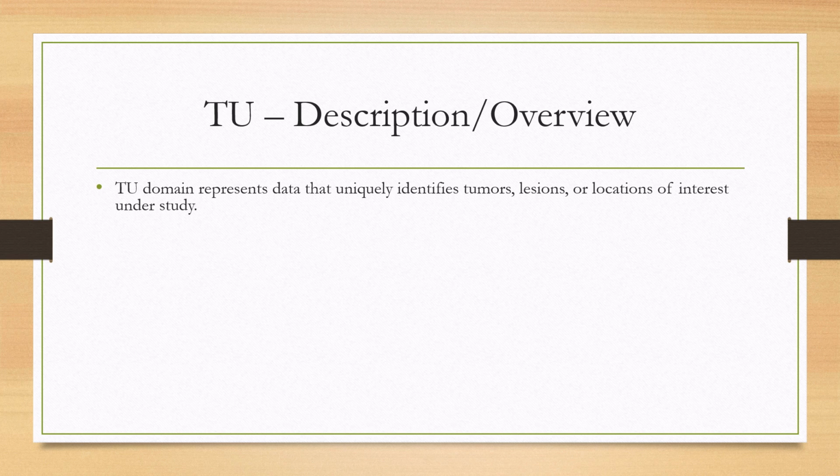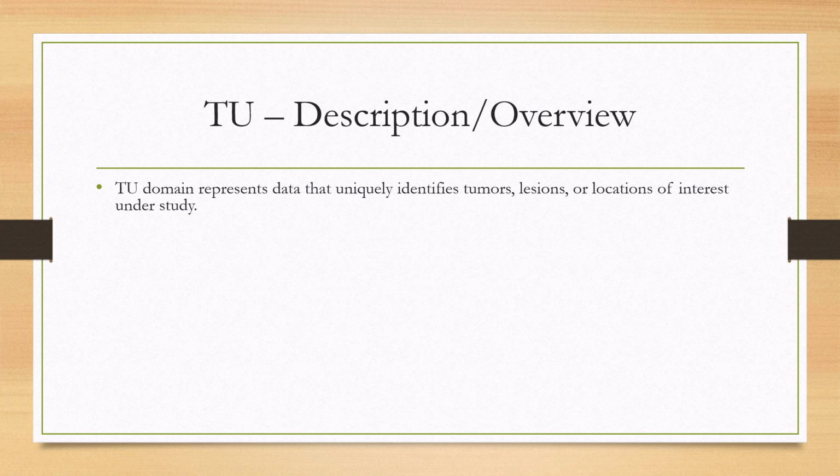The TU domain stands for tumor identification and is part of the tumor domains in oncology trials in SDTM. The TU domain represents data that uniquely identifies tumor lesions or locations of interest. Commonly, tumor lesions and locations of interest are identified by an investigator or an assessor and are classified according to the disease assessment criteria.